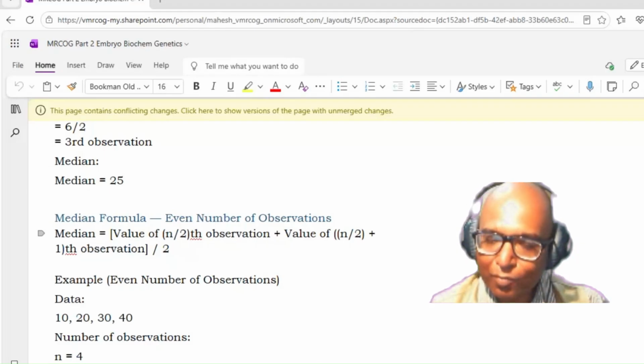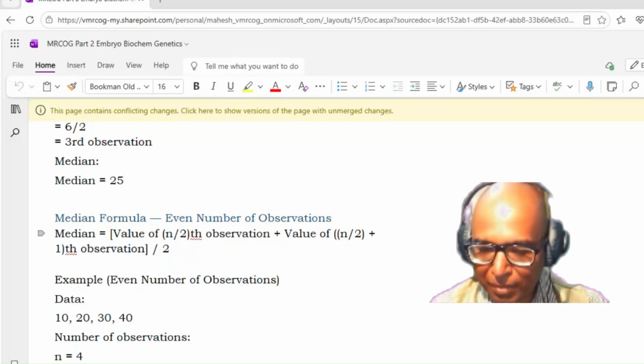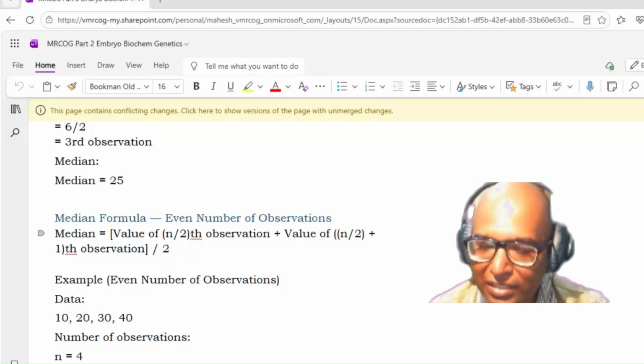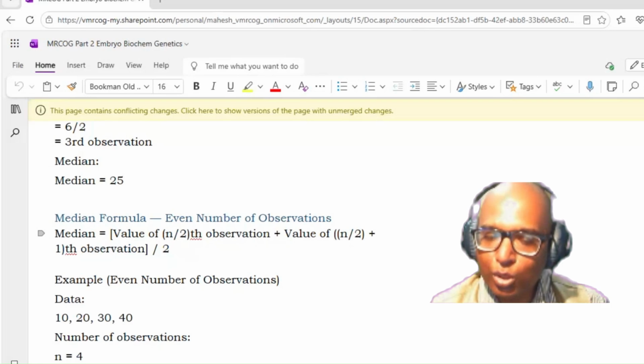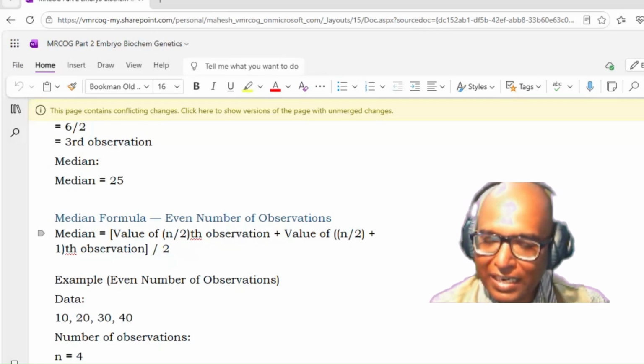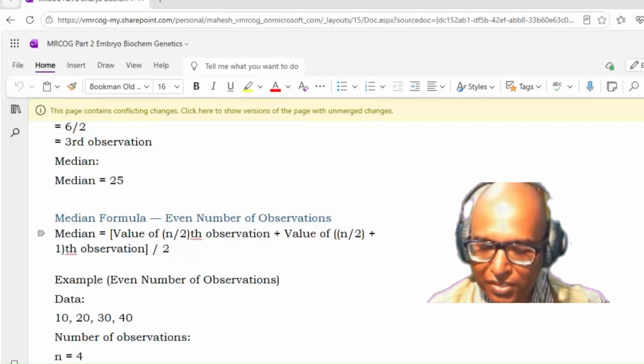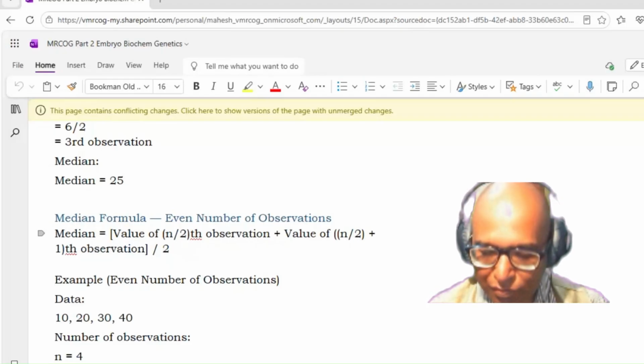But when you have an even number of observations, then you will get two values in the middle. Okay, then how will you calculate those two values? Whatever the number of observations, you divide it by 2. If there are 10 observations, you divide by 2, that is the fifth observation, plus you take the next observation. So the fifth observation and the sixth observation you will take, and you will take the average of these two.